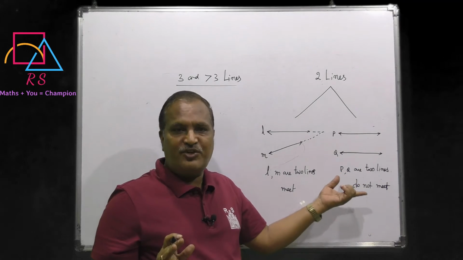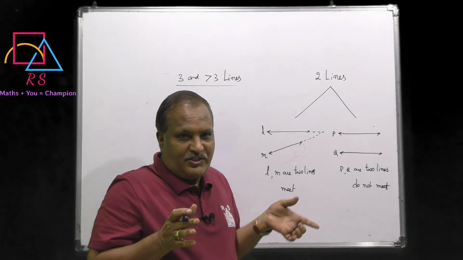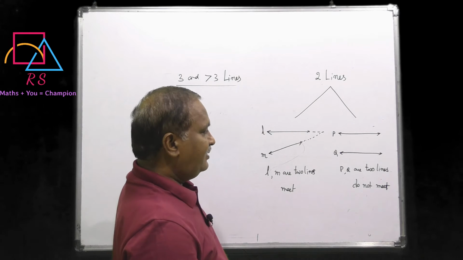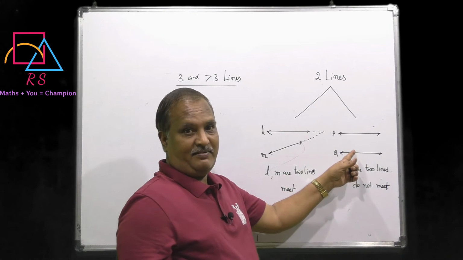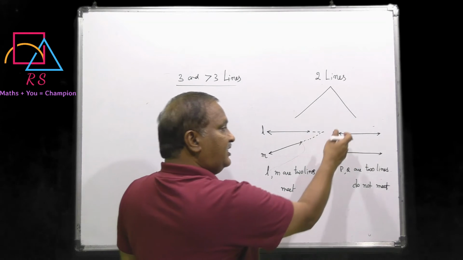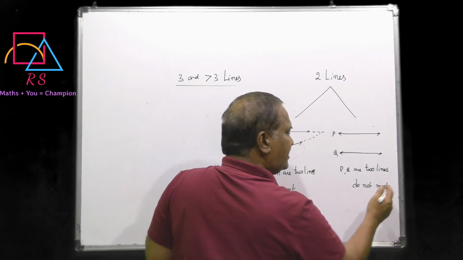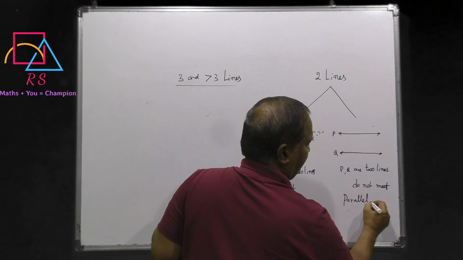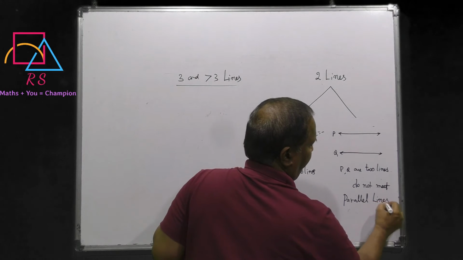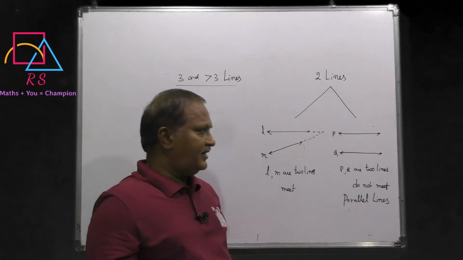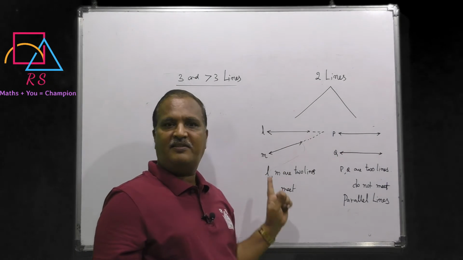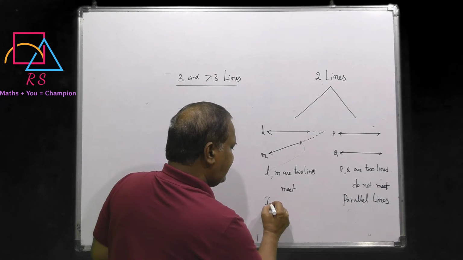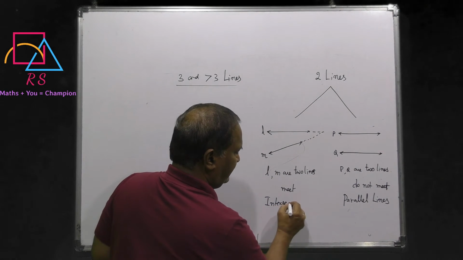It is like railway tracks. You go along the railway tracks, there is no meeting point. So if two lines do not meet, we call them parallel lines. Only two possibilities: they do not meet, or they meet. If they meet, we call them intersecting lines.